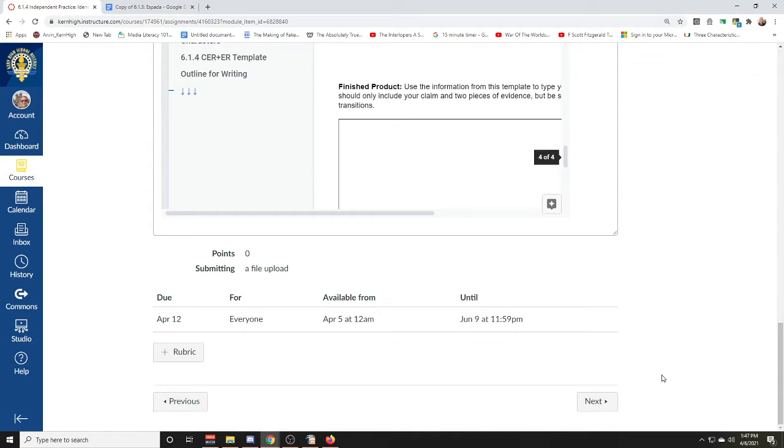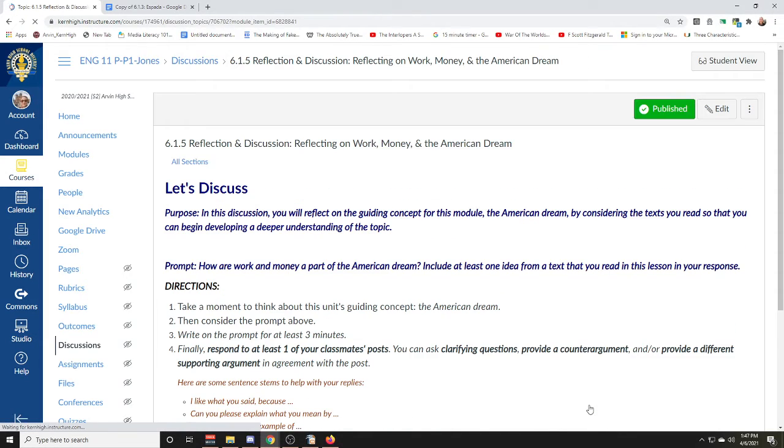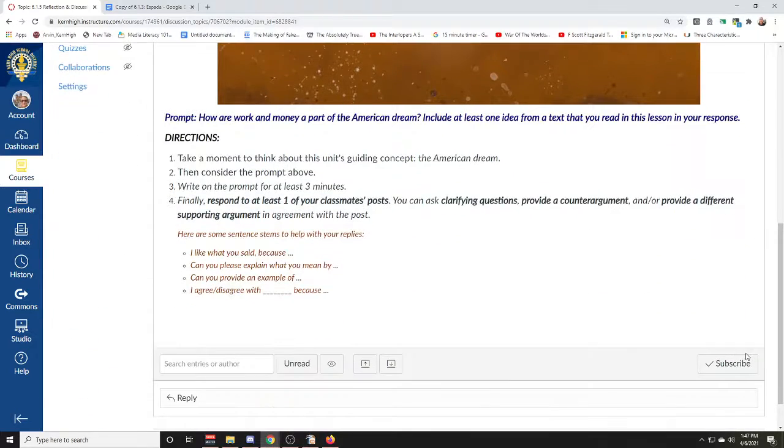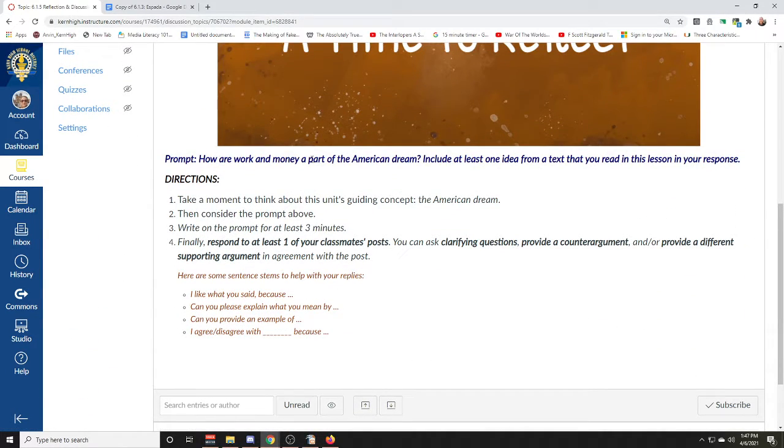So I want you to work on this as well. That just leaves one final discussion for the lesson this week. The prompt asks, how are work and money a part of the American dream? Include at least one idea from the text from A Raisin in the Sun that you read in this lesson in your response. And you can also use an example from maybe the poem too. You don't have to just limit yourself to A Raisin in the Sun, but maybe you found something meaningful in the poem that can help you.